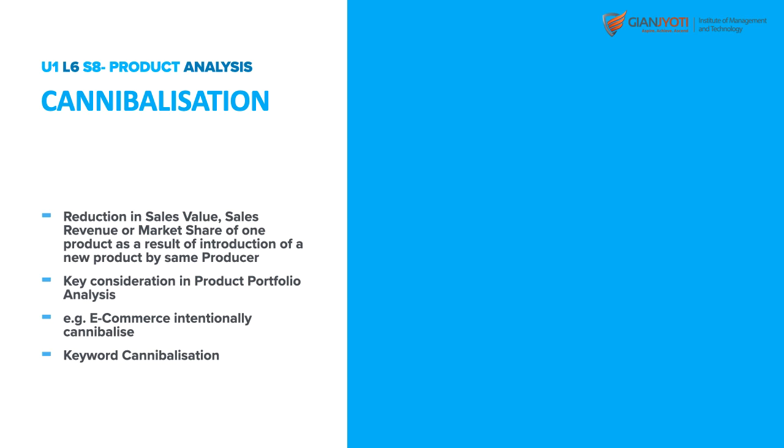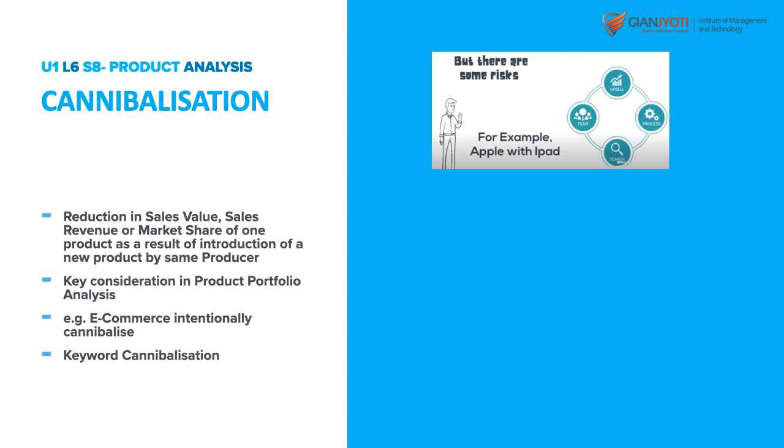So this is one of the key considerations in product portfolio analysis. And this is done by design by many companies. They intentionally do it, especially in e-commerce. You might have heard about keywords in search engine optimization. That is known as keyword cannibalization, because many of the keywords are targeting the same page. So sometimes the search engine gets confused about what is happening there. But this is what is cannibalization. Now, there are certain risks because you are upselling, your process may be hindered.